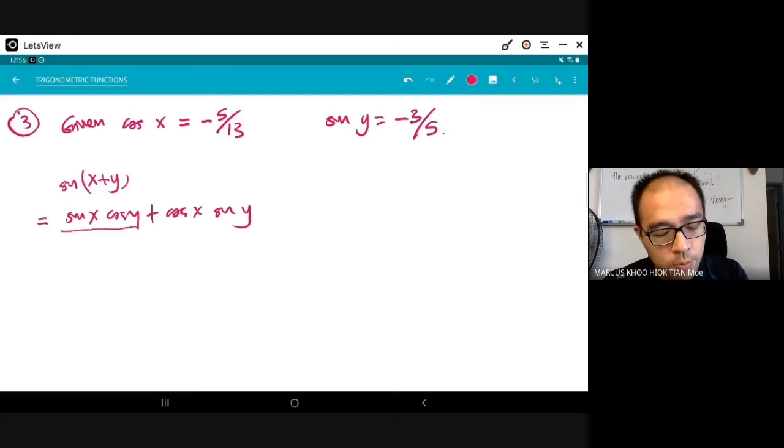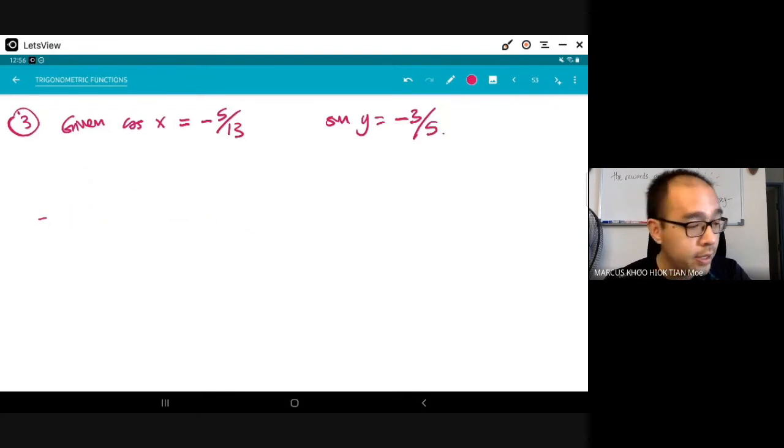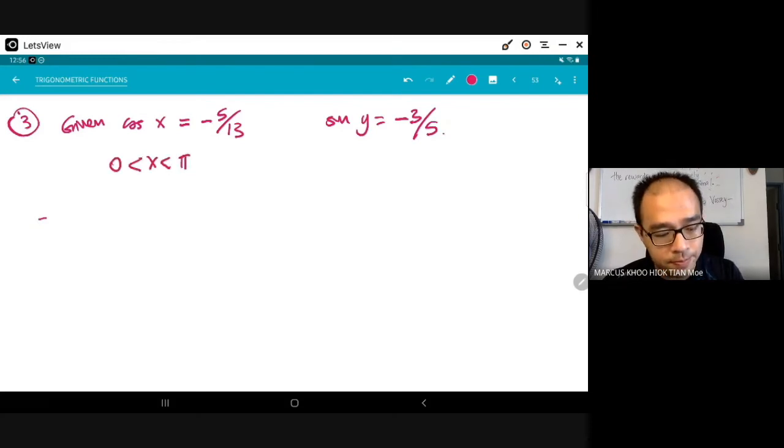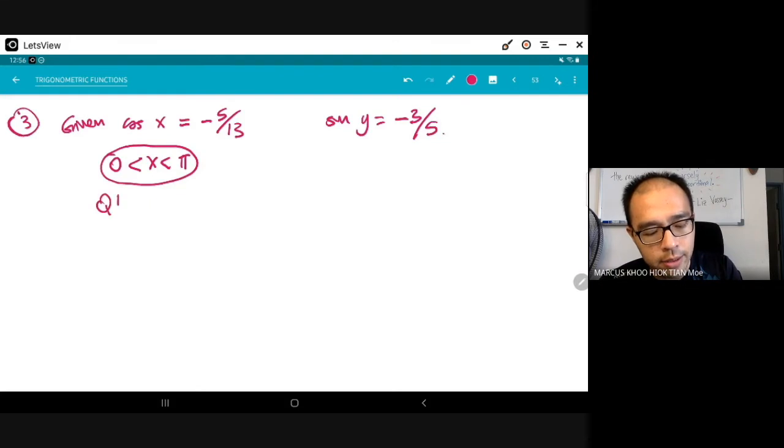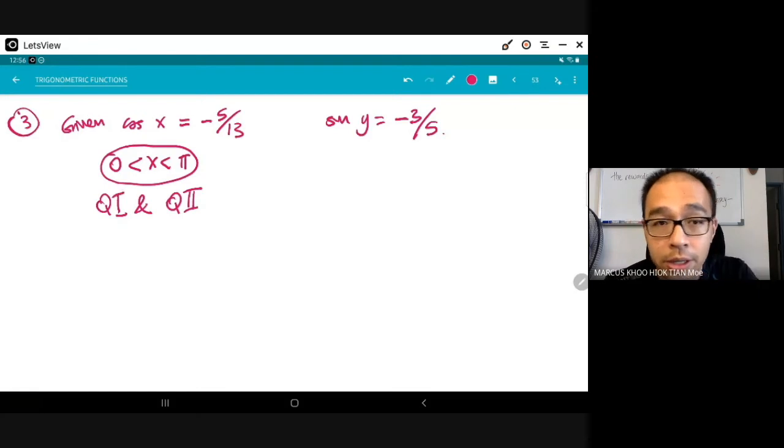But there is a reason why they give that x is between 0 and pi. What does this mean? Which quadrants are 0 until pi? Obviously, it's quadrant 1 until quadrant 2. So it will be quadrant 1 and quadrant 2. And think about it now, quadrant 1 and quadrant 2, right?